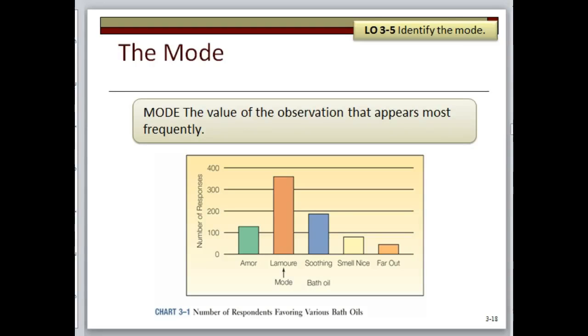Similarly, a data set can have multiple modes if two or more numbers appear the same number of times. The mode is especially useful in summarizing nominal level data. So let's take a look at an example.